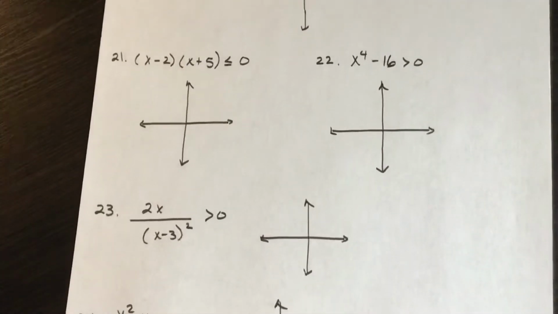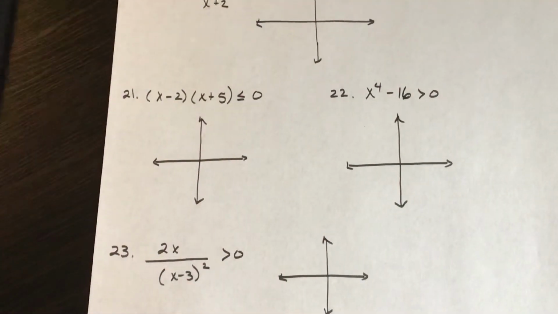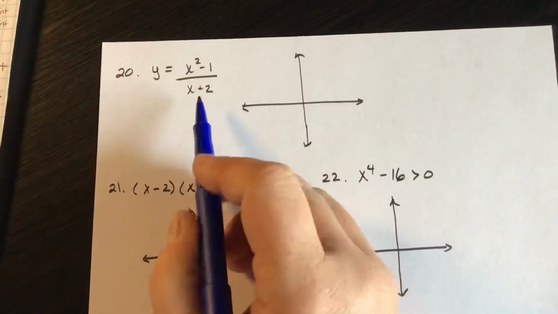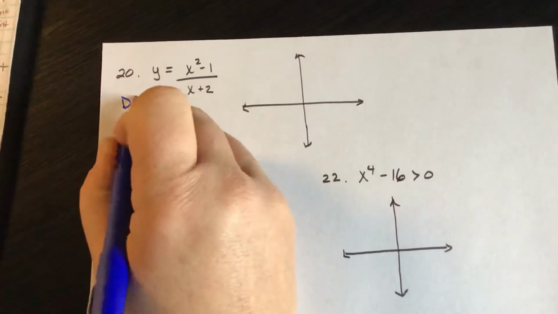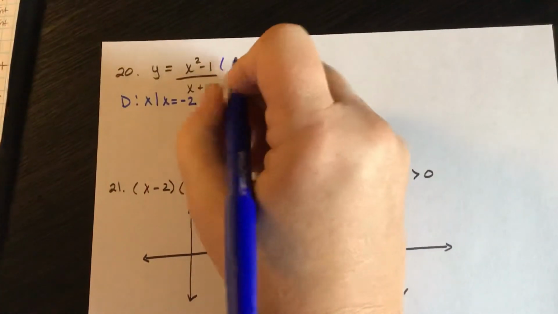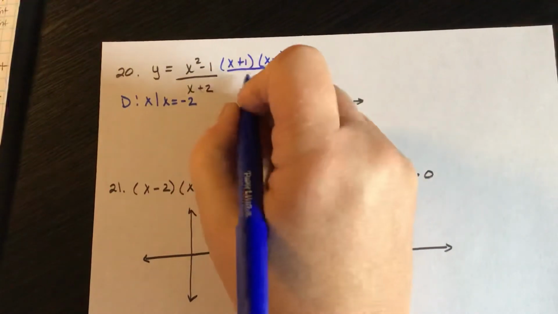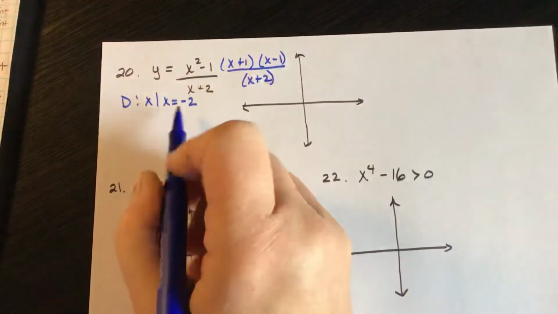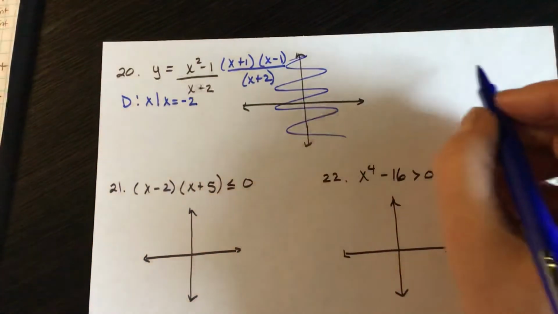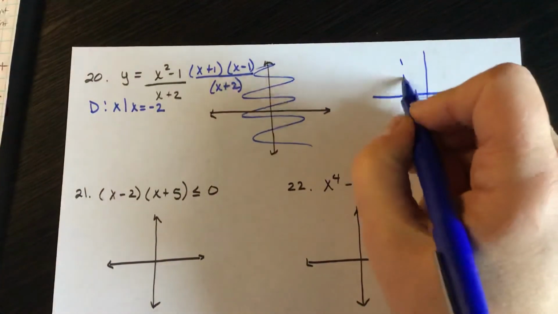All right, so moving on to number 20. And number 20, I have a rational function. And here I need to first identify my domain. So my domain is x cannot equal -2. If I factor the top, I have an x plus 1 and an x minus 1 over an x plus 2. So I cannot have x equals -2. I don't like this here. I'm going to move this over. So at -2, I will have a vertical asymptote.